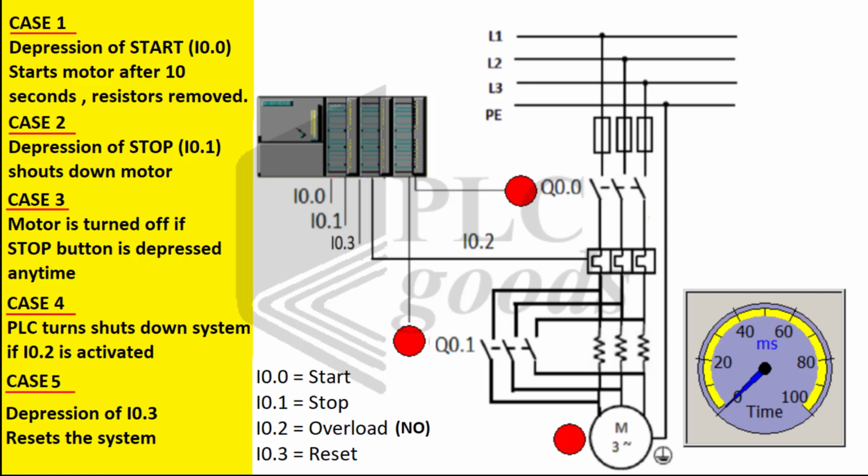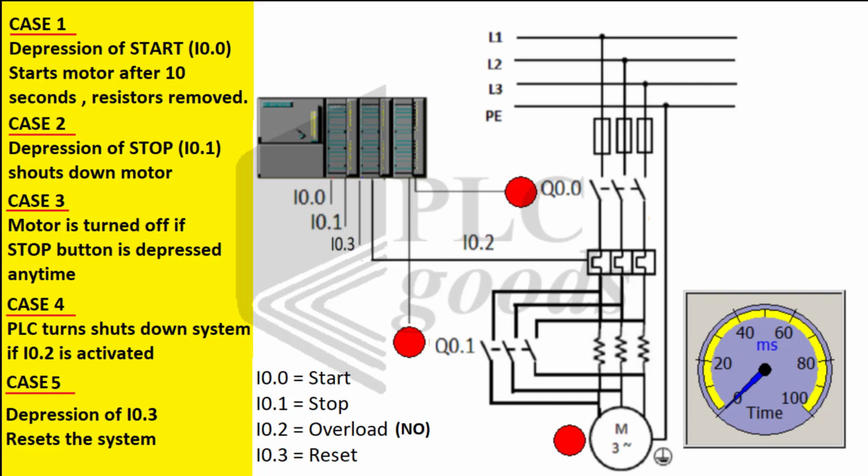Case 4. The PLC shuts down the system when the circuit breaker trips and it causes the motor to turn off right away. Case 5. The PLC shuts down the system when the circuit breaker trips, and only upon the manual depression of the reset input or I0.3 button can the system be restarted.